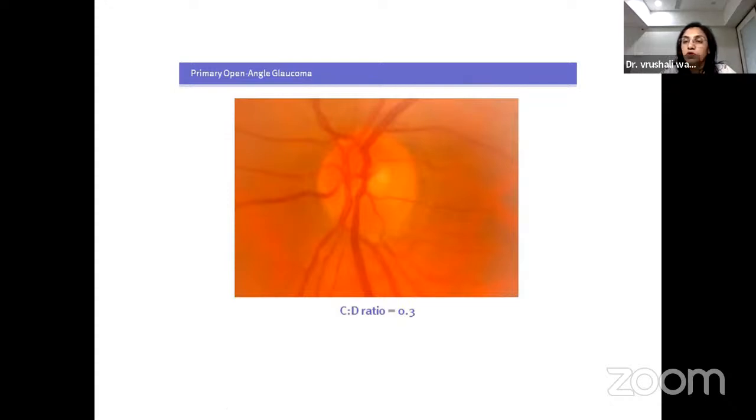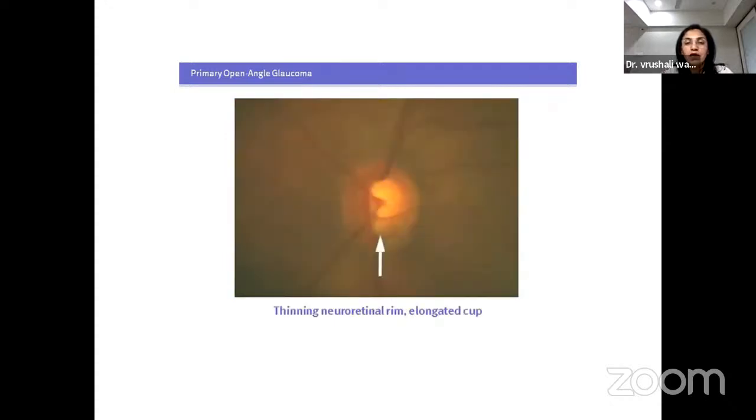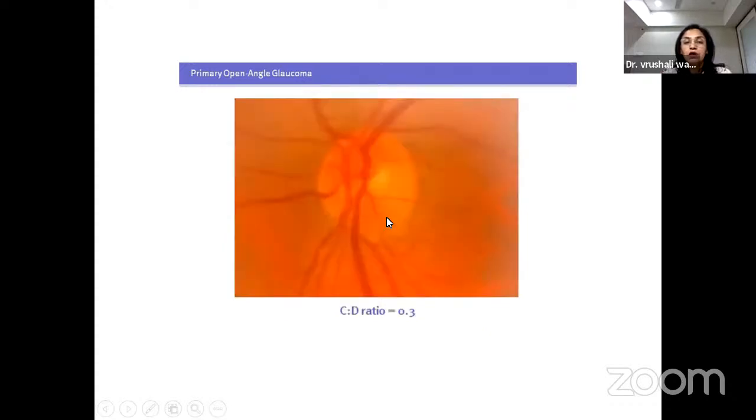We can measure it with the help of a slit lamp. We can adjust the height of the slit beam and measure how much it is. In cases of glaucoma, this optic cup gets elongated. This is how the normal optic cup gets elongated. Generally, there is a rule that the inferior rim is the thickest, followed by the superior: ISNT, inferior, superior, nasal, and temporal.